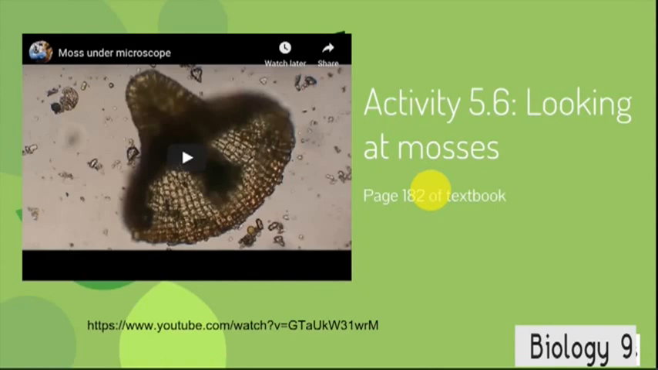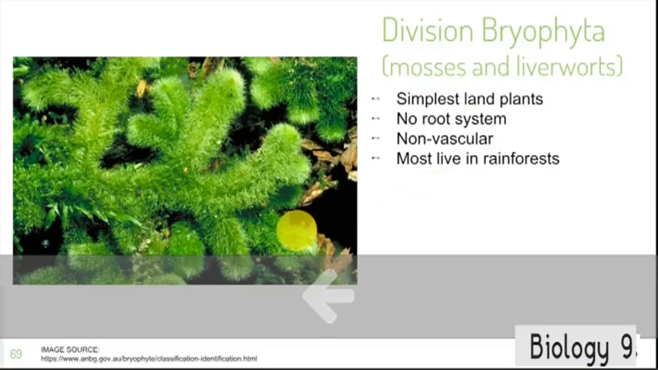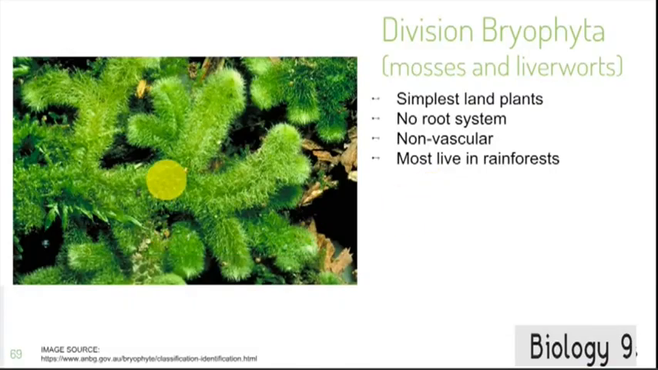And just go back to this one. Here's an example of a type of moss. And you can see there they've got very simple leaves and don't have any roots. And you can imagine seeing something like this in a rainforest.